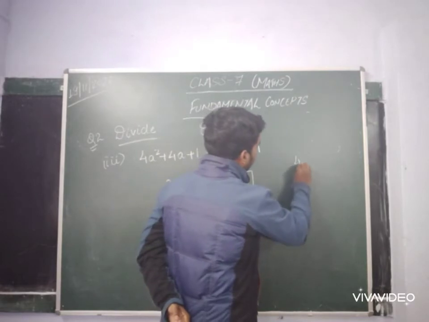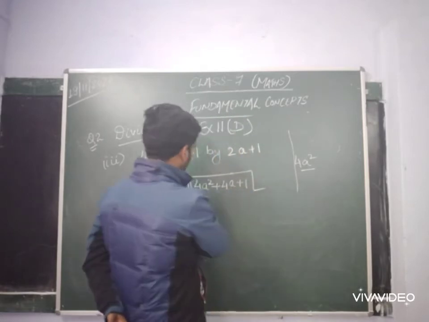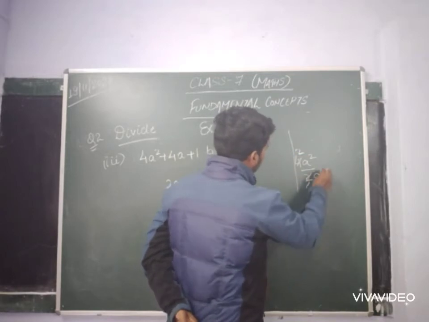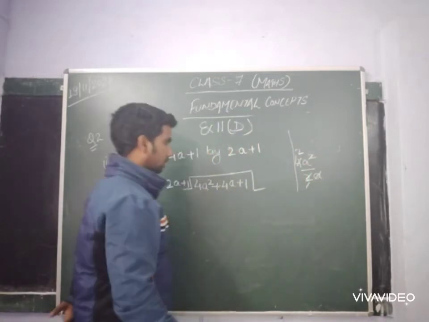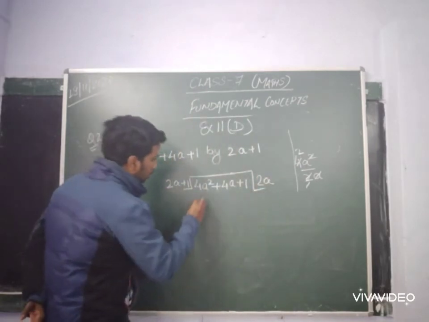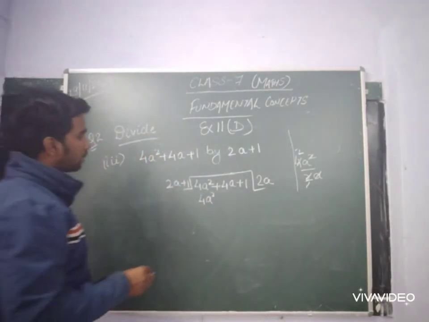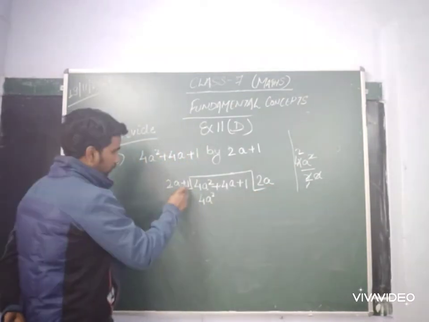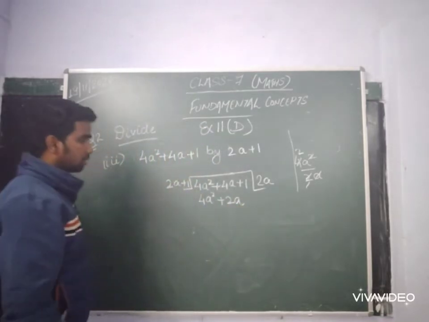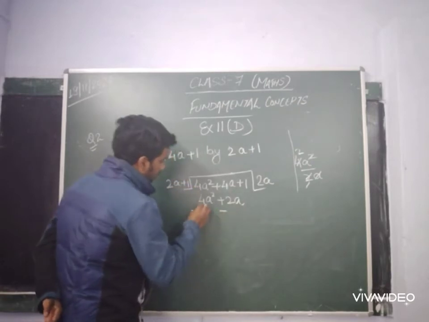What we will get? 4a square, this is your rough column, okay, 4a square upon 2a. So 2 twos are 4, and a and 1a will be cancelled. Okay, so what we will get, we will get 2a. Okay, 4a square. Okay, now multiply 2a with 1, we will get 2a. Okay, now subtract this. So sign is changed.